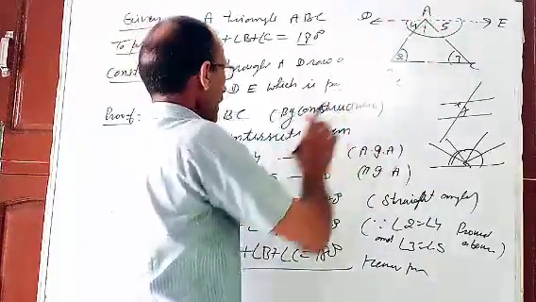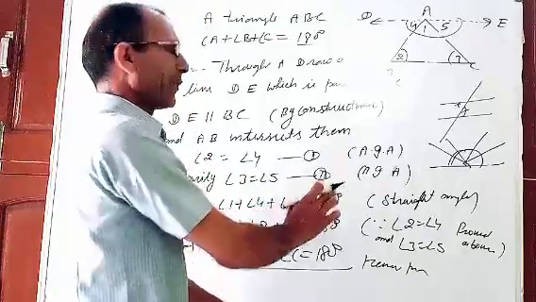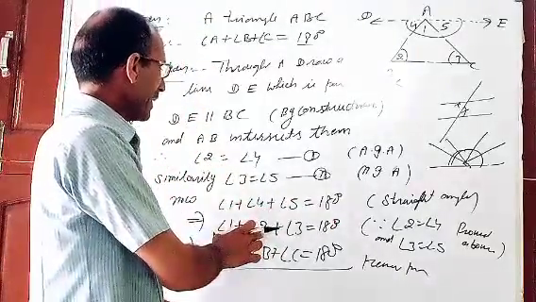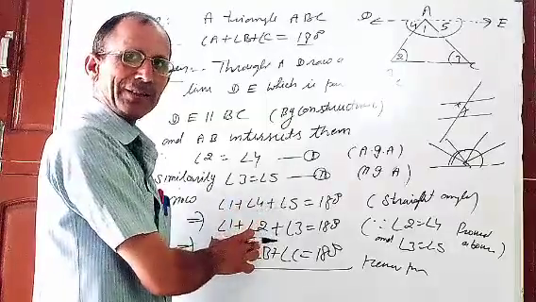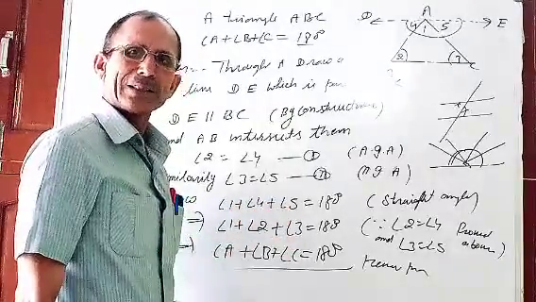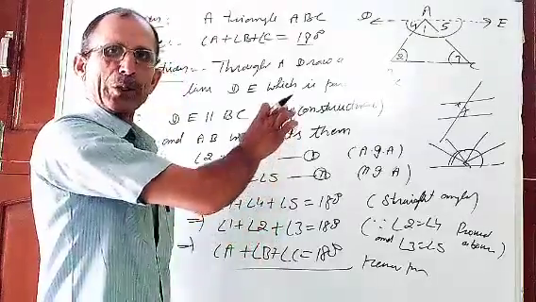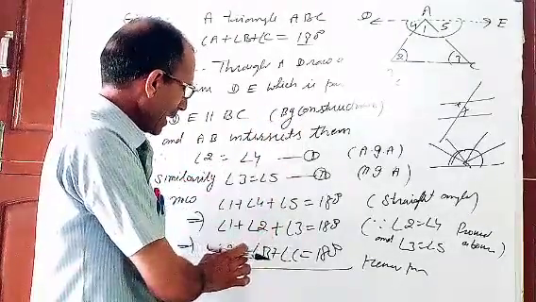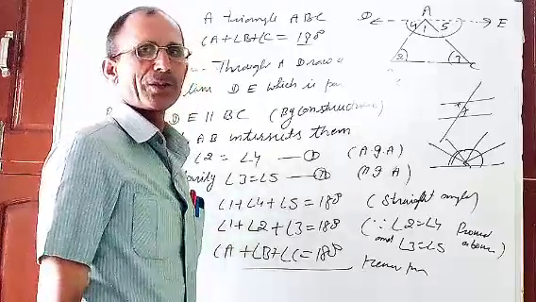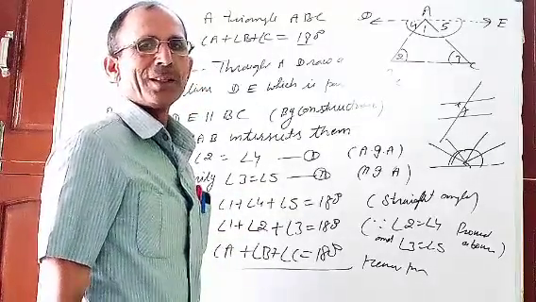Now straight angle 1 plus angle 4 plus angle 5 is equal to 180. Where was angle 2 I have written, where was 4 I have written, 2 and 5 is converted into 3 because both are equal, proved already. So angle A plus angle B plus angle C is equal to 180 degree. This theorem is proved. Next theorem.